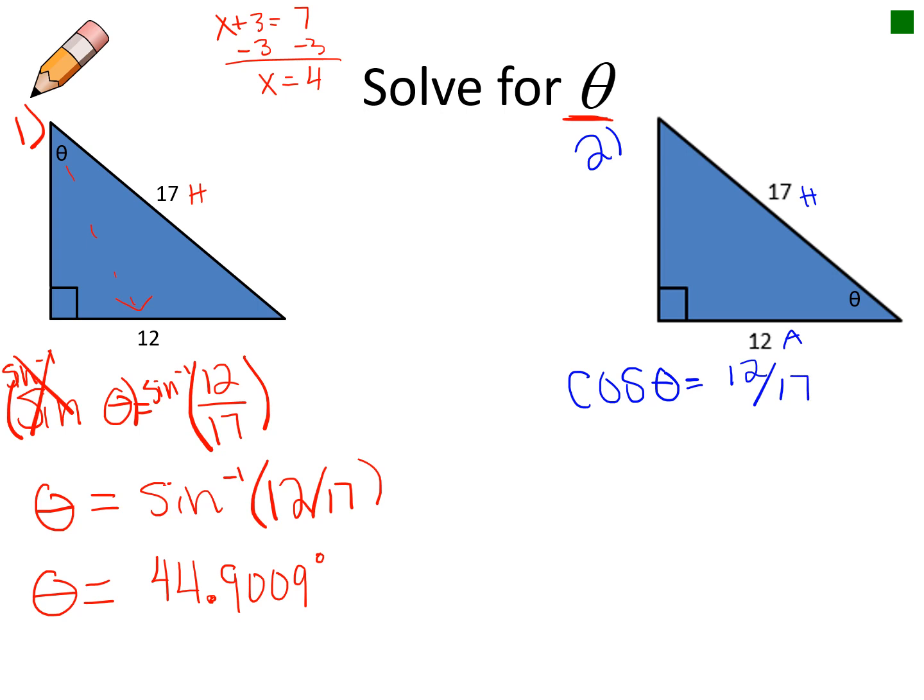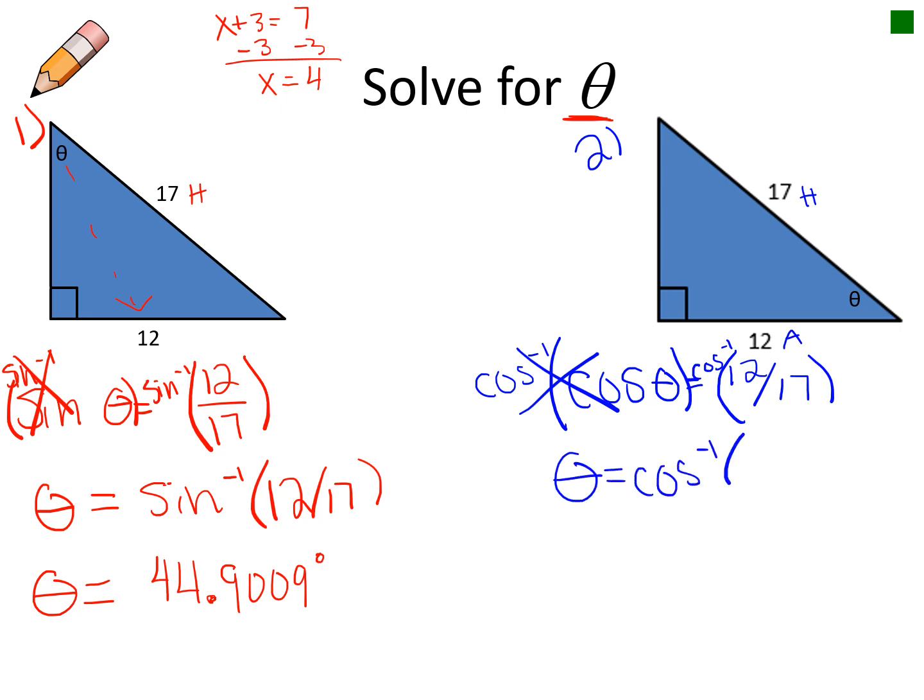So now in order to get theta alone, we have to do cosine inverse of the left-hand side and cosine inverse of the right-hand side. That's going to eliminate my cosine and cosine inverse, leaving me with theta equal to the cosine inverse of 12 divided by 17. Let me just plug that into my calculator. Cosine inverse of 12 divided by 17 is equal to theta, which is approximately 45.0991 degrees.